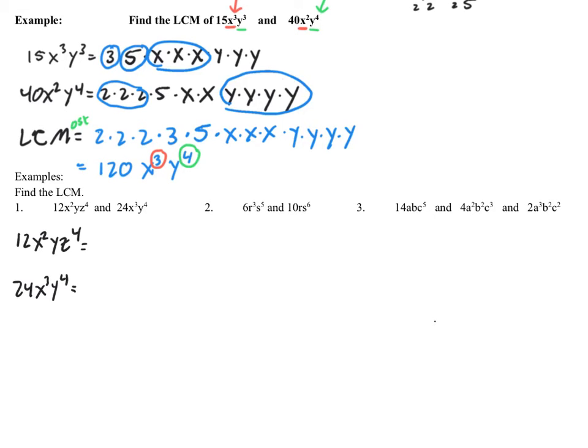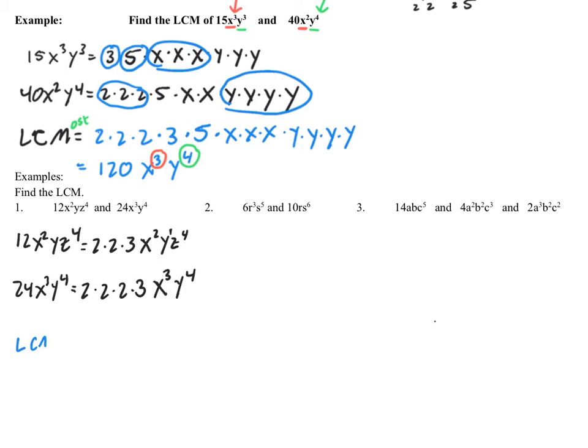So 12 is really 2 times 2 times 3. And we're just going to leave the variables as they are. So x squared y z to the 4th. You might want to put a little exponent of 1 on that y to remind yourself that that's an exponent of 1. All right, and then 24 will be 2 times 2 times 2 times 3. And we had an x cubed y to the 4th. Okay, now we want to pull out our largest bits, right?